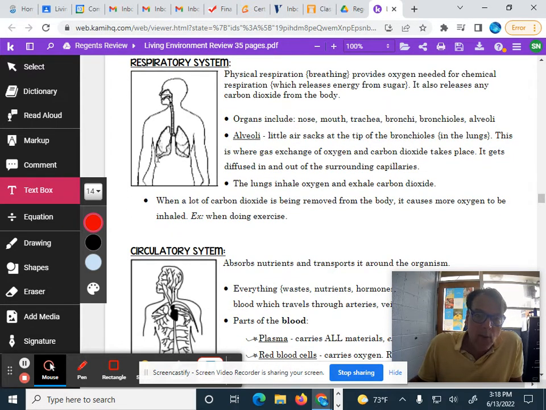Respiration, you have the mouth, you have the lungs, you have alveoli, which are little sacs that allow you to exchange gases with the blood. Remember, you are excreting carbon dioxide, you are taking in oxygen. The more you exercise, the more your rate of breathing will increase because you need to get more oxygen to make more energy.